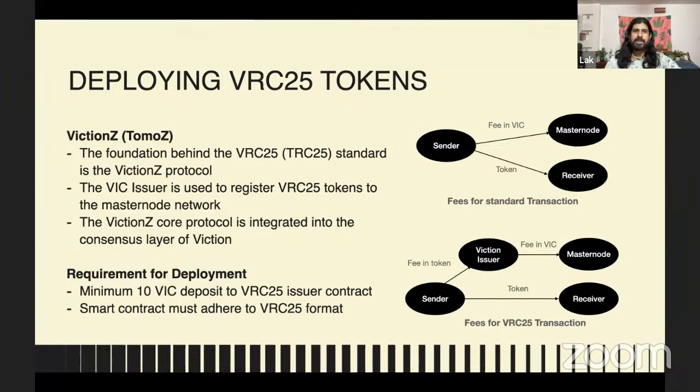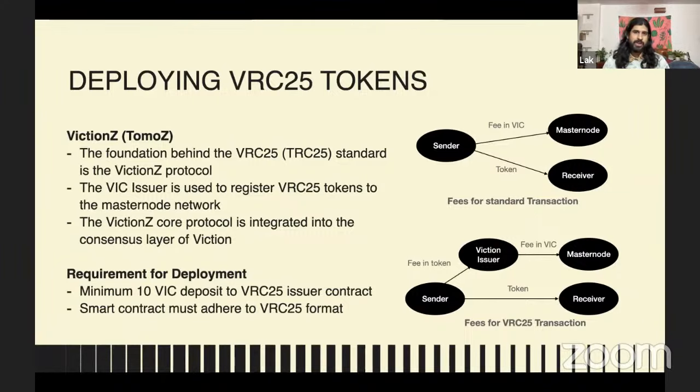So let's take a little bit of a deeper look into the VRC25 token standard. We're going to look at how the technicals work under the hood, and then also look at how to deploy these.